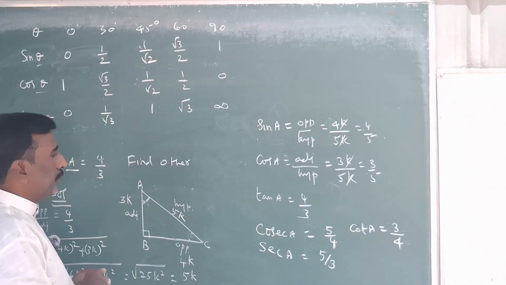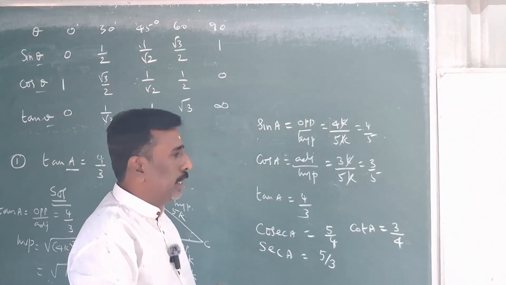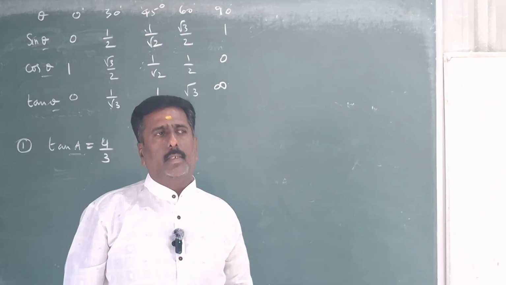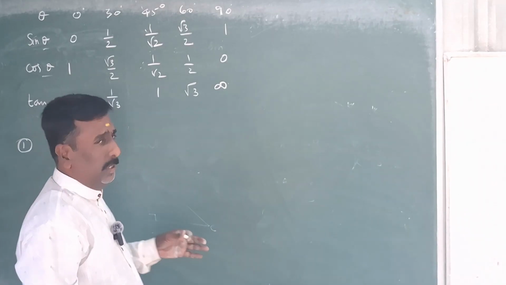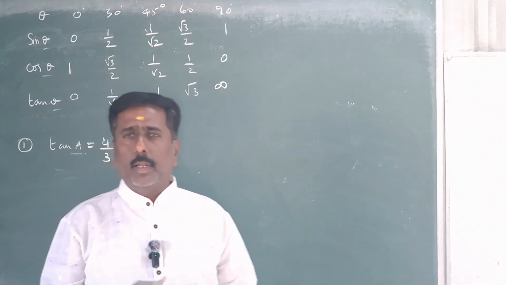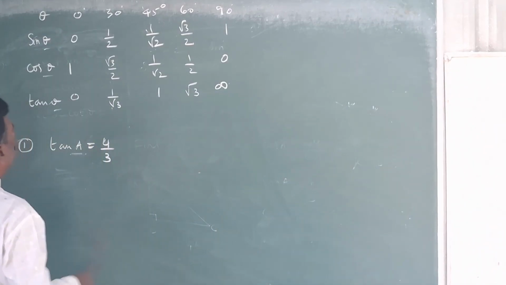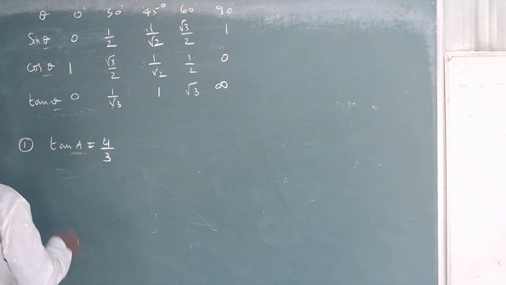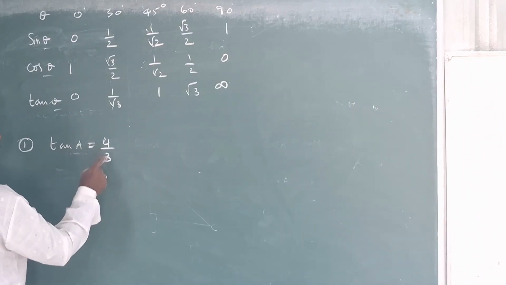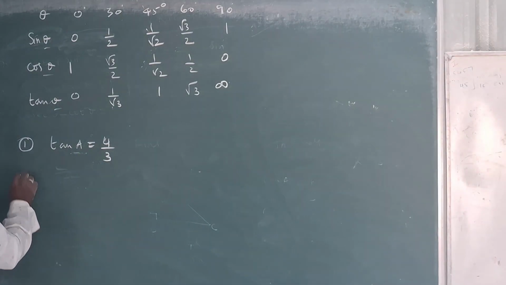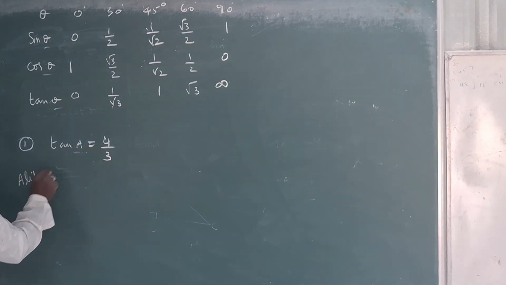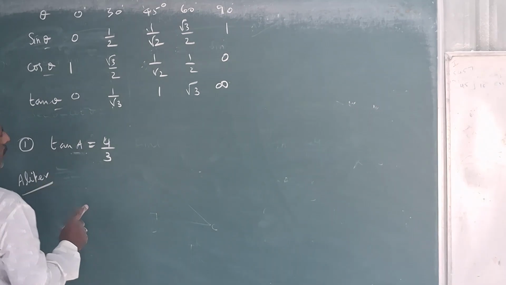So this is the first question in NCERT 10th standard. The first method is using the Pythagorean theorem, but now we are going to use identity only. Here they are giving tan A equal to 4 by 3. So this is the second method, using identity.